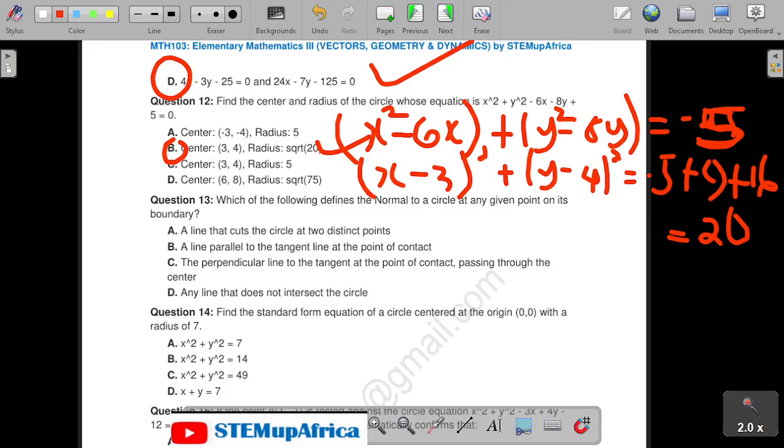Which of the following defines the normal to a circle? Normal and tangent to a circle are always perpendicular to each other. That is, they must be perpendicular at the boundary, called the tangent point. Yes, normal and tangent are always perpendicular.